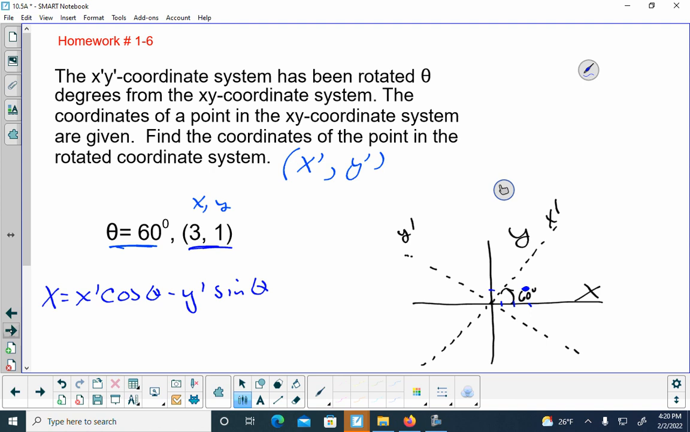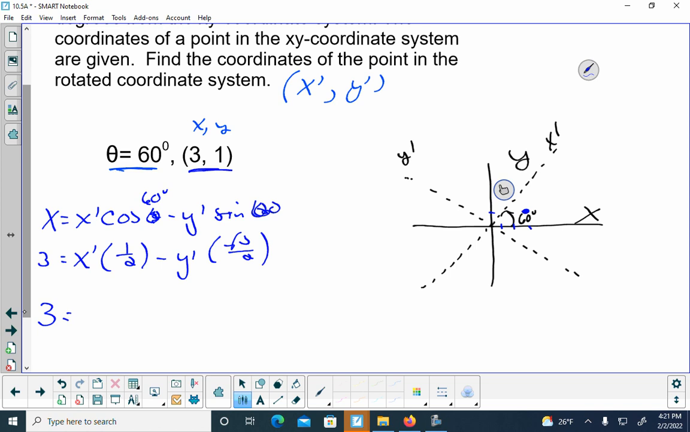So now I'm going to substitute in what I know, and I know what my x is, 3. I'm looking for x prime. The cosine of 60 degrees is 1/2, minus y prime, and the sine of 60 degrees is the square root of 3 over 2. So when I simplify that, I'm going to have 3 is equal to 1/2 x prime minus the square root of 3 over 2 y prime. So that's my x. Now I'm going to switch colors and do my y.